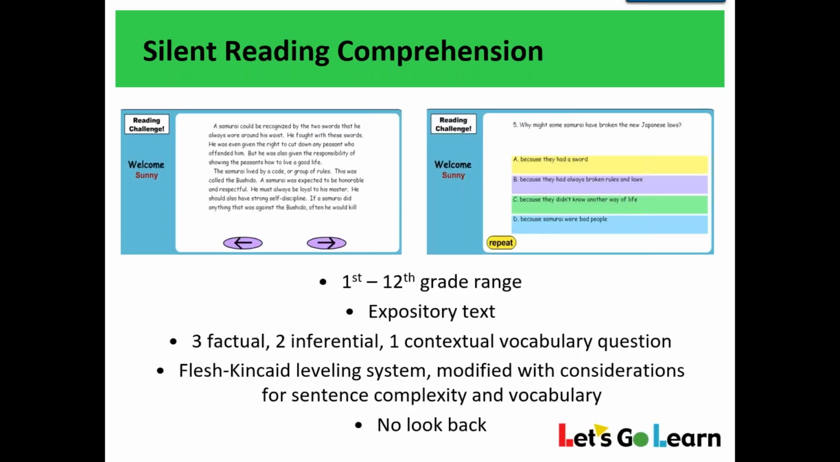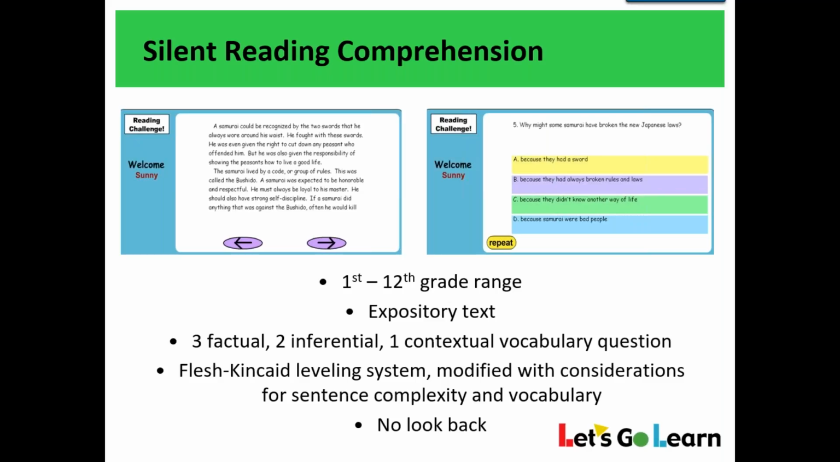And as always, all roads lead back to silent reading comprehension. Once again, this is a 1st through 12th grade measure. What we do is we try to see: do the students have the ability to read text and answer 6 questions about that text without having the ability to go back?